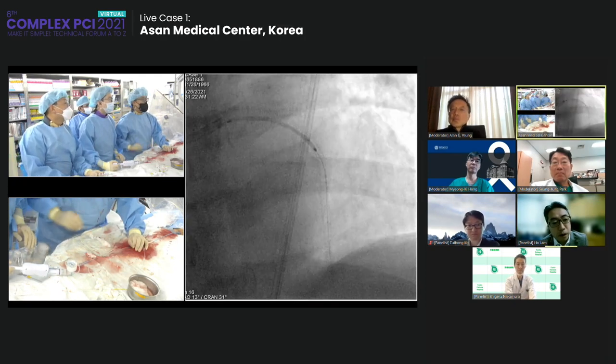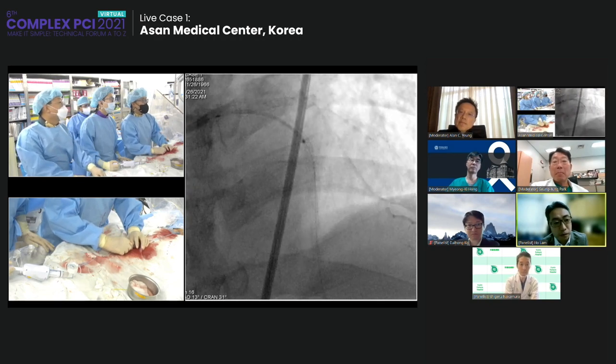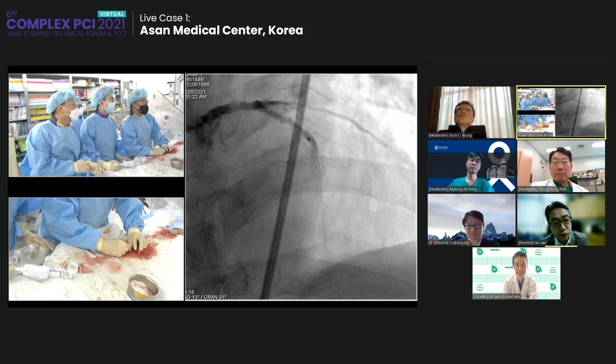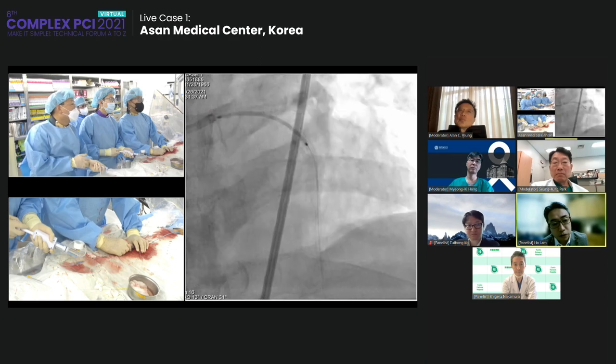Many times the rewiring and the expansion of the ostium of the circumflex will be better, because most of the time the overlap is better. The ISR over the ostium of the circumflex. But with this method, we find the expansion of the ostium of the circumflex better.